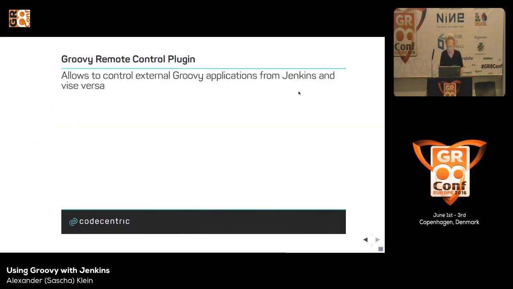And another interesting thing is the Groovy Remote Control Protocol plugin, or Remote Control plugin. If you look around in the Groovy environment, you have this nice project of Groovy Remote Control, where you can execute remote closures. So you can say, okay, this script or this closure has to run on the machine with this URL. And Jenkins gives us the ability to do that, so we can execute scripts from outside over the remote control plugin on the JVM of Jenkins, and vice versa. So from inside of our Jenkins build, we can communicate with another application and do things on that. Very helpful.